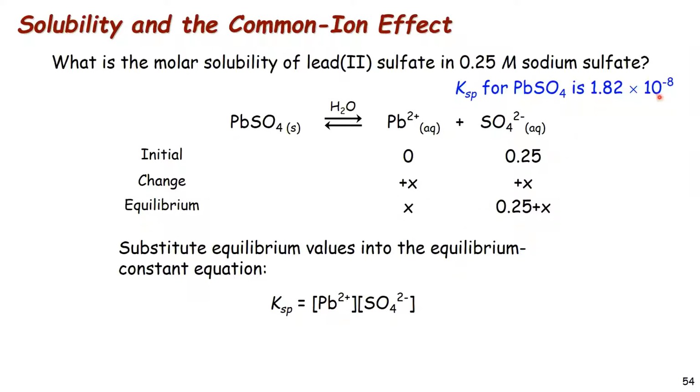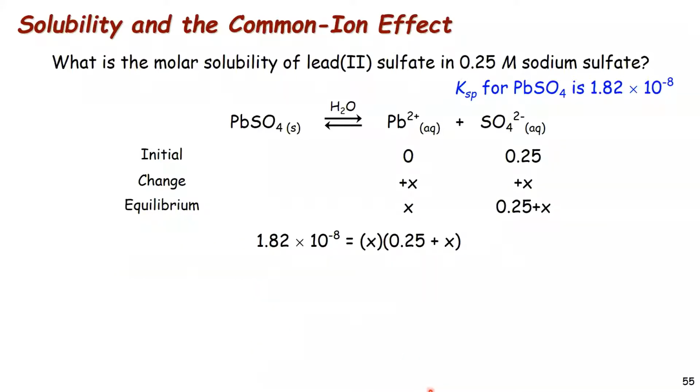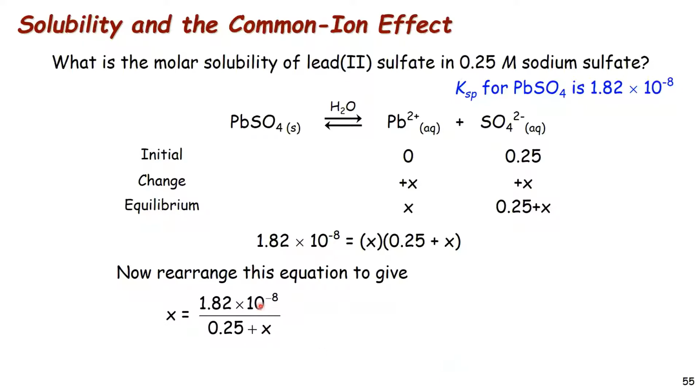So we're going to plug in the value for the Ksp, X for the lead, 0.25 plus X for the sulfate. Now you're going to have to solve the quadratic formula, or let's start off by assuming that we could ignore the plus X term. And then again, just like we did before, we're going to come back and check to make sure that was okay. So again, we're going to start off by just ignoring the plus X term. That gives us a value of X of 7.28 times 10 to the negative 8.